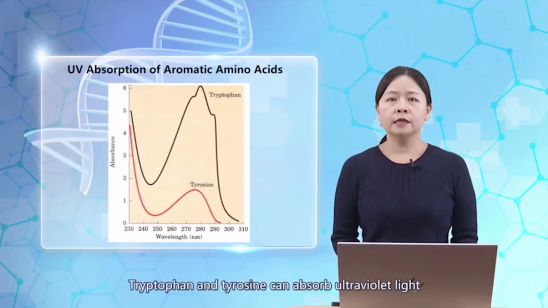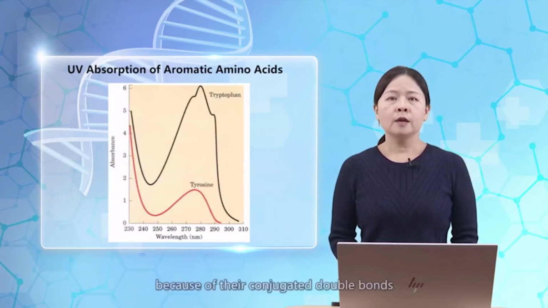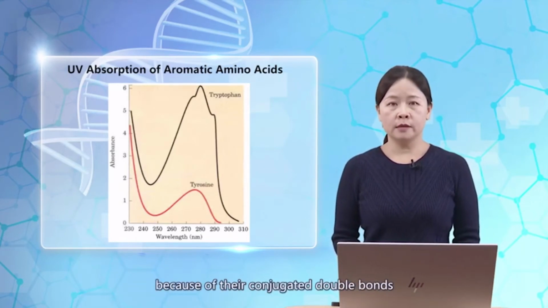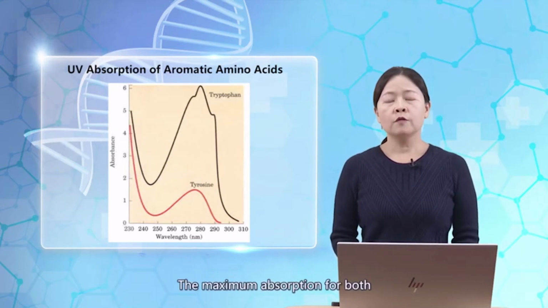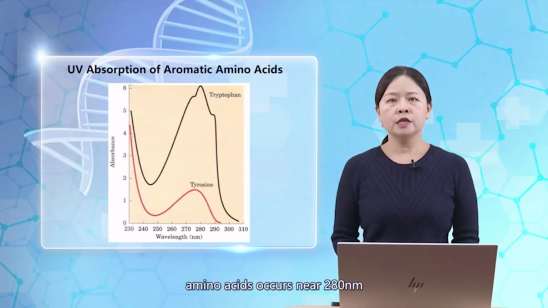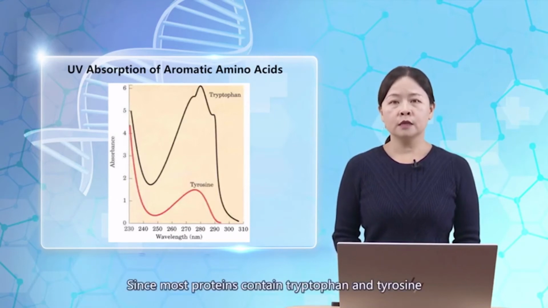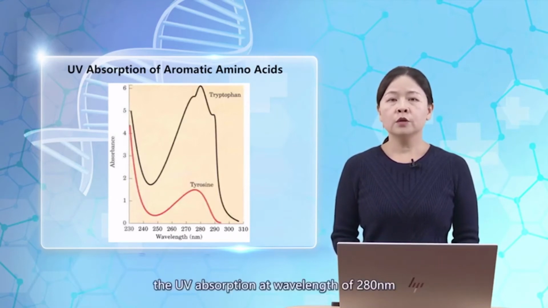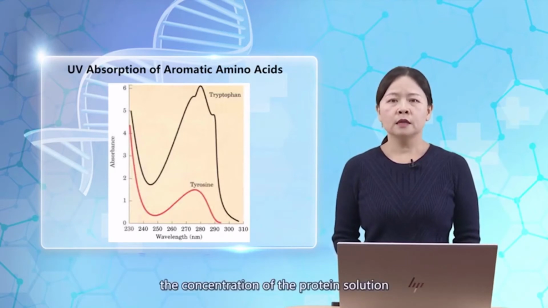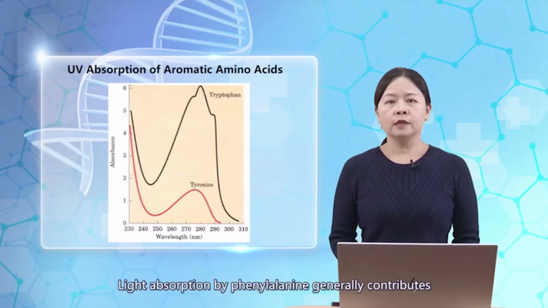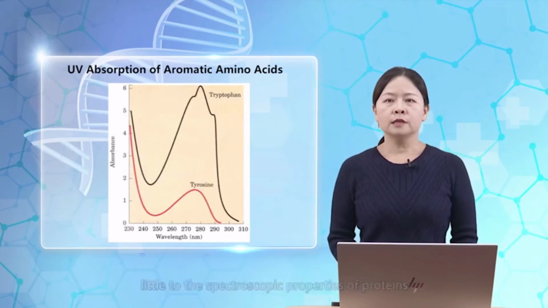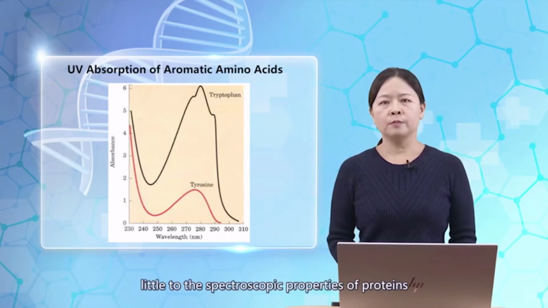Tryptophan and tyrosine can absorb ultraviolet light because of their conjugated double bonds. The maximum absorption for both amino acids occurs near 280 nanometers. Since most proteins contain tryptophan and tyrosine, the UV absorption at the wavelength of 280 nanometers can be used to estimate the concentration of the protein solution. Light absorption by phenylalanine generally contributes little to the spectroscopic properties of proteins.